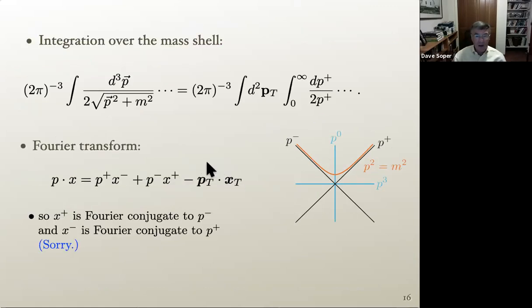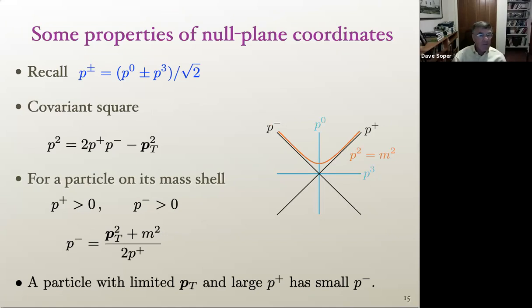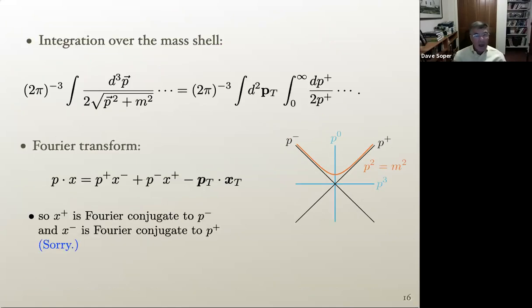And integration over the mass shell, what does that look like? D3p over E, that's your usual covariant integration over the mass shell that you're probably familiar with. If you just change coordinates to plus, minus and transverse coordinates and put it on the mass shell, that's d2p transverse and dp plus over 2p plus. So it's really simple.